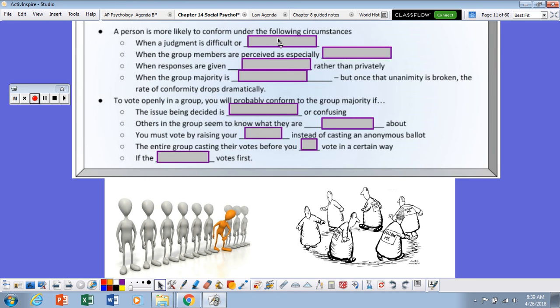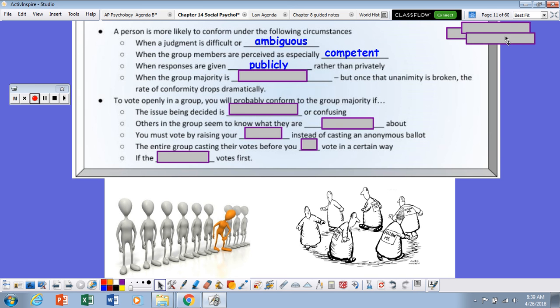A person is more likely to conform under certain circumstances: when the judgment is difficult or ambiguous, when the group members are perceived as especially competent, meaning that they might be experts, and when the responses are given publicly rather than privately, so everyone hears where certain people stand, rather than putting it on a ballot or submitting it as a survey response where no one would see. Conformity is also higher when the group majority is unanimous, but once the unanimity is broken, the rate of conformity does drop.